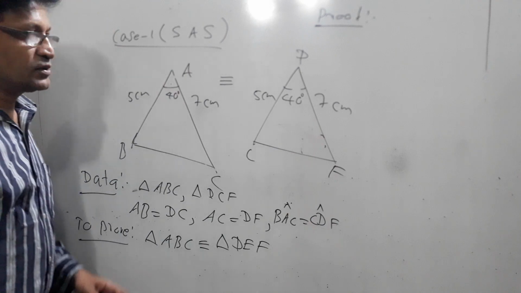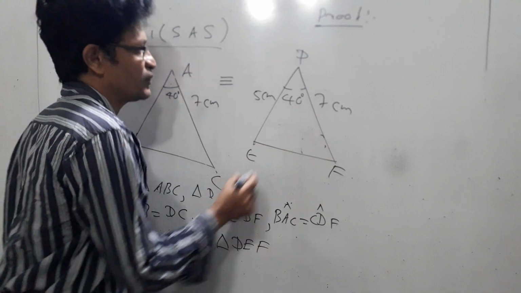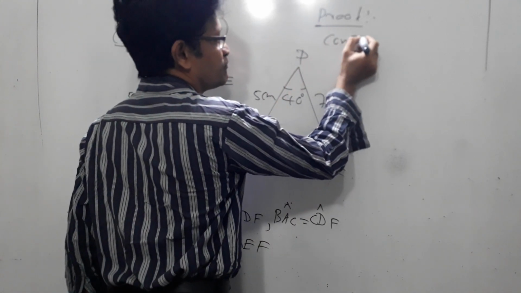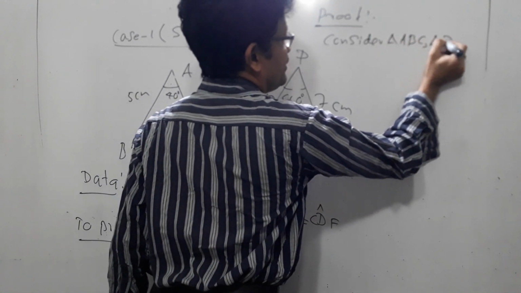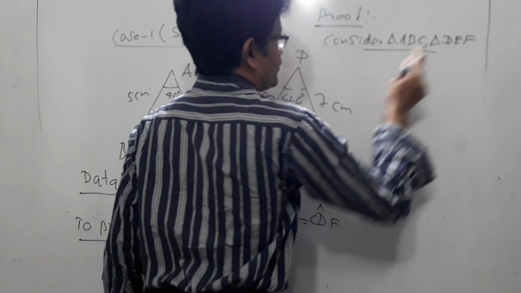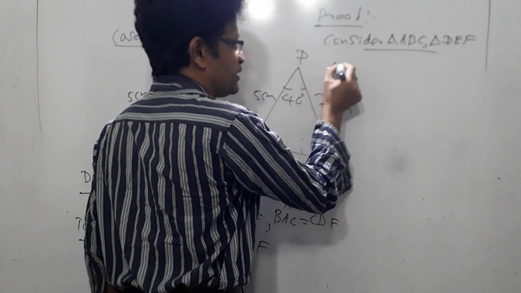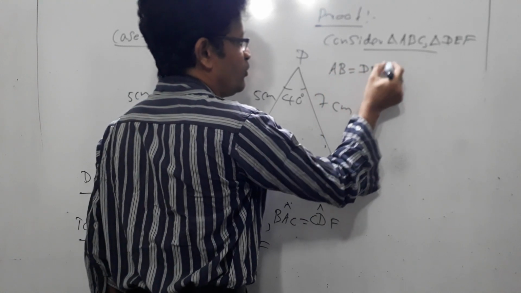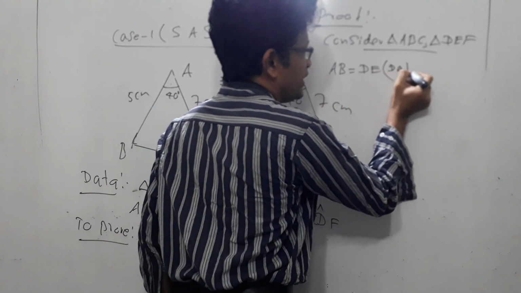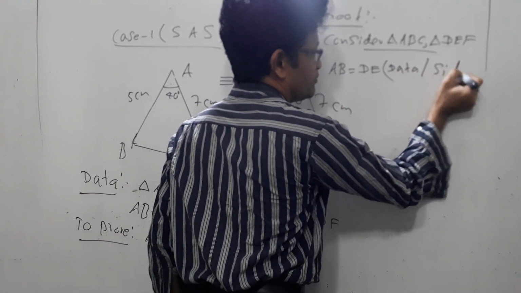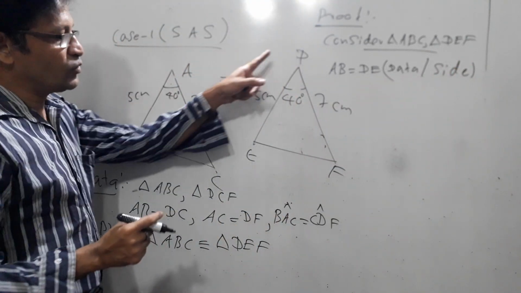So what? We must first write, consider triangle ABC and triangle DEF. Yeah, consider these two triangles. AB equal DE. How do you know? It is the data part. It is given to us. So we write data, and what is that? That is a side. So we write side also. That these two are what? Sides. Then what? AC equal DF.